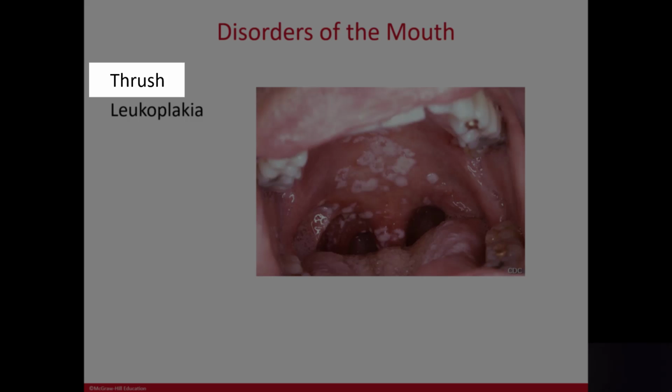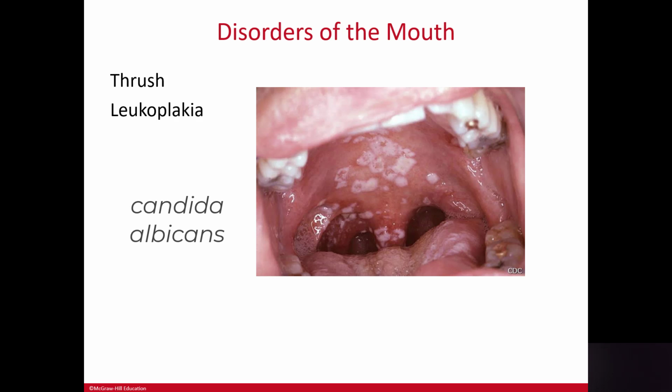This is a picture of thrush. Thrush is, I think I mentioned this in one of the skin videos. This is an infection that's caused by Candida albicans. It's a yeast infection in the mouth. It can occur in the mouth. It can also occur on the skin. It can be caused by prolonged use of antibiotics. It can be seen in patients who are immunocompromised. It can be seen in newborns. It can be seen in patients undergoing chemotherapy or who are HIV positive. It can be treated with antifungal medications that you swish around in the mouth and then spit out.